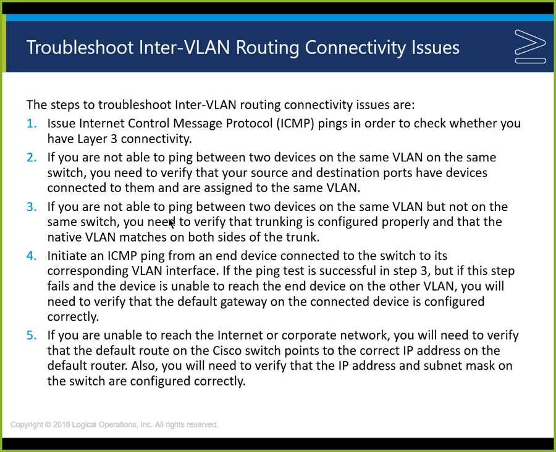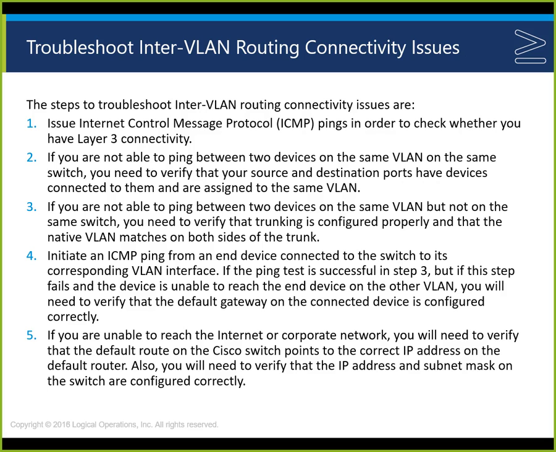Troubleshooting VLAN routing issues, the same things that we have done over and over again. Ping. If we're not able to ping between the devices on the same VLAN, we need to be sure that they actually are on the same VLAN. Verify that the source and destination ports are on the same VLAN. If we're not able to ping on the same VLAN but not on the same switch, be sure it's a trunk port between them. I could do that because I had a trunk. The ones on the same switch were, in fact, the ports were in the same VLAN.